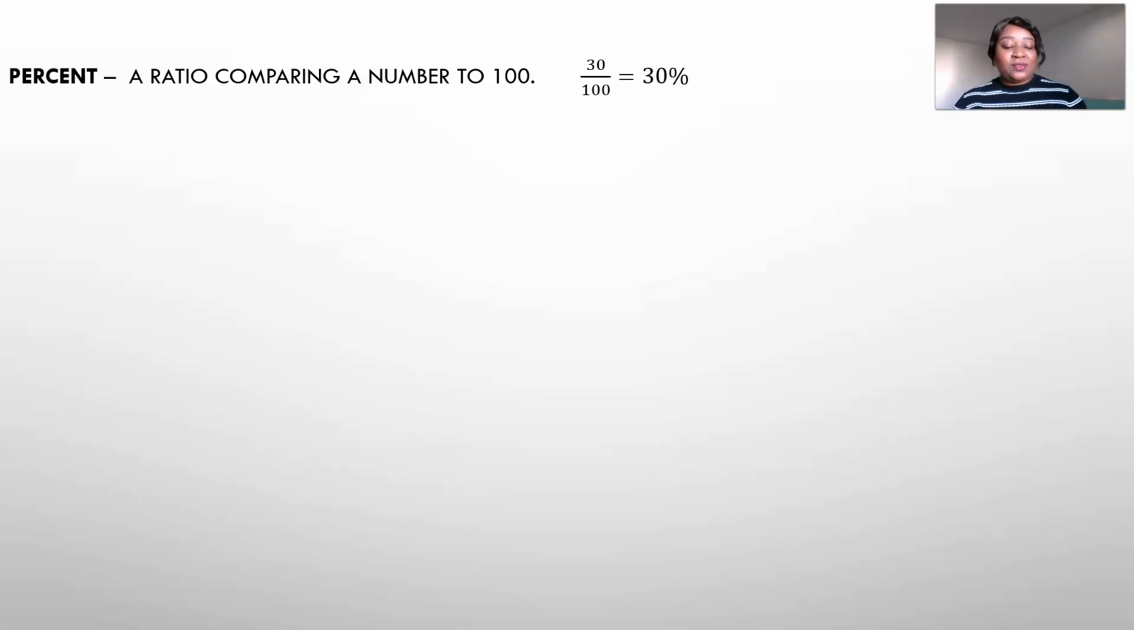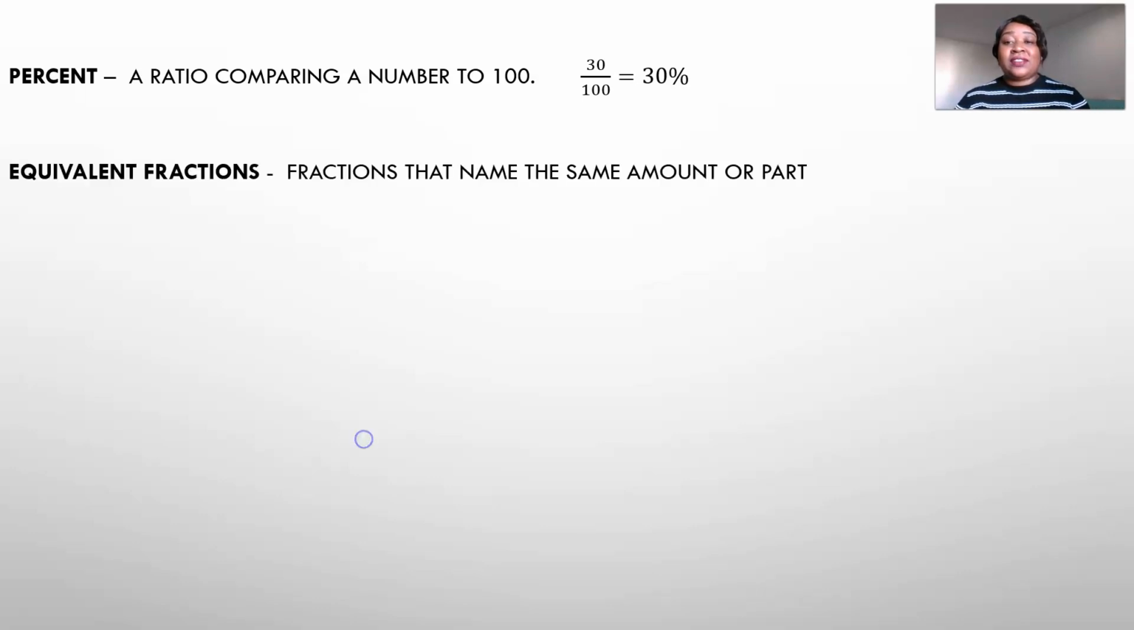And we all know that we can find equivalent fractions in different ways. Equivalent fractions are fractions that name the same amount or part. Let's say, for example, you have 1 over 3 and you want to find a fraction that is equivalent to 1 over 3. You can multiply by 2 over 2. You have to use the same number to multiply the numerator and the denominator. So 1 over 3 times 2 over 2 is equal to 2 over 6. So 1 over 3 is equivalent to 2 over 6.